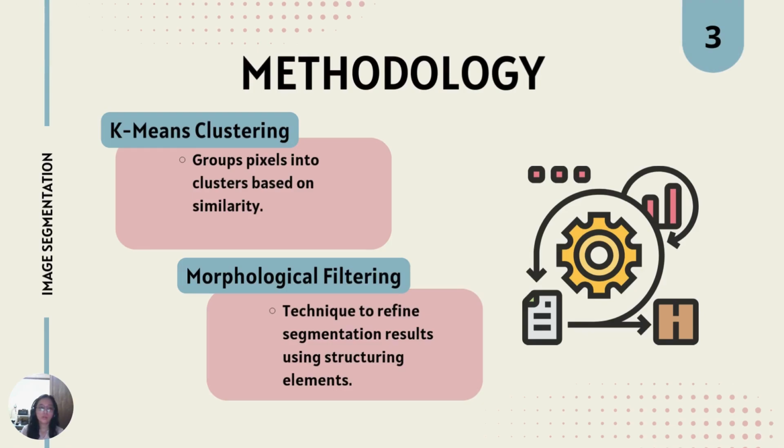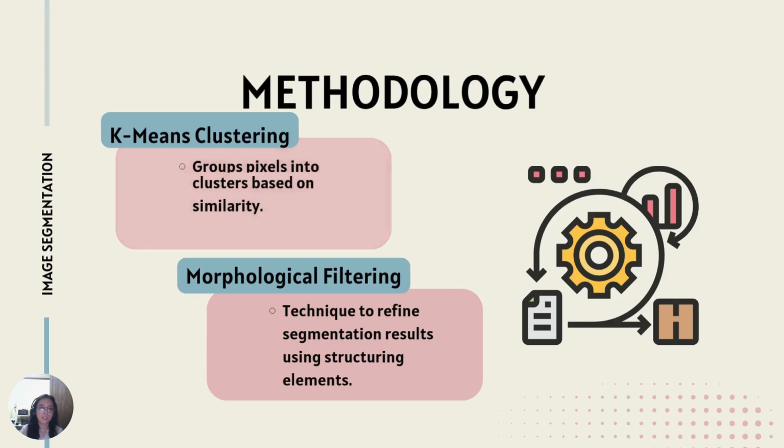They also use two main methods, which are k-means clustering and morphological filtering. In k-means clustering, pixels are grouped into clusters based on similarity. They assign pixels to the nearest cluster based on distance and recalculate cluster centers as the mean of the assigned pixels. Whereas in morphological filtering, this method is used to refine segmentation results using structuring elements. They use a disc-shaped structuring element which applies both erosion and dilation.